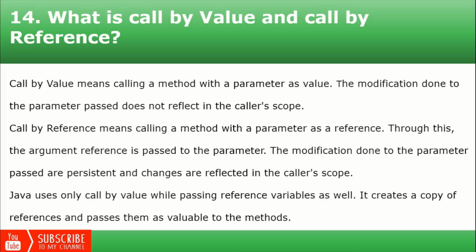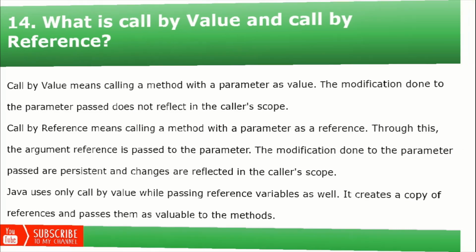On the other hand, call by reference means calling a method with a parameter as a reference. So the reference is passed as a parameter. The modifications done to the parameter which was passed are persistent and changes are reflected in the caller scope. If we talk about Java, Java uses only call by value, even while passing reference variables. It creates a copy of the reference and passes it as a value to the method.